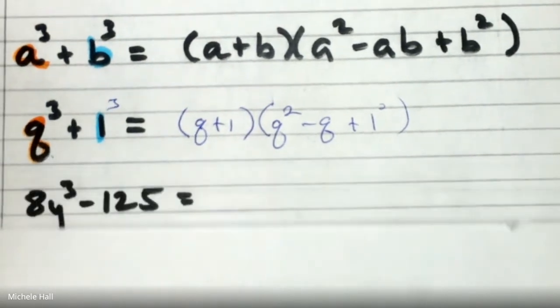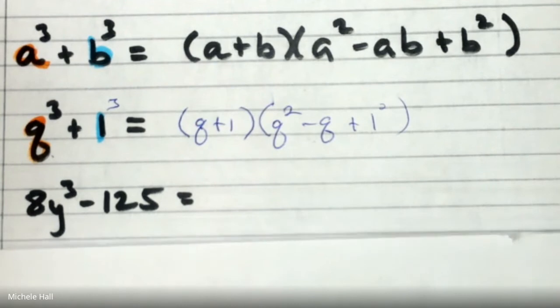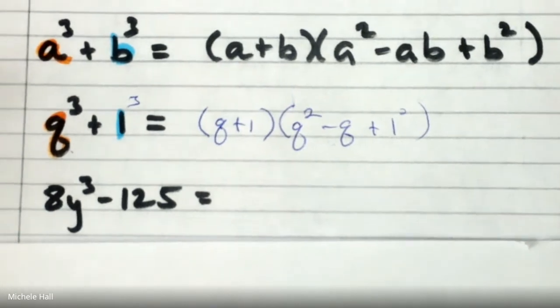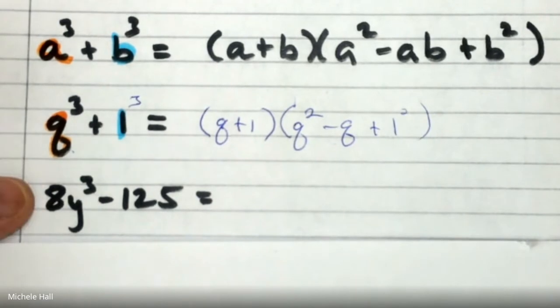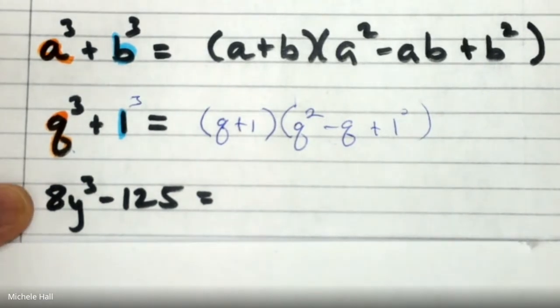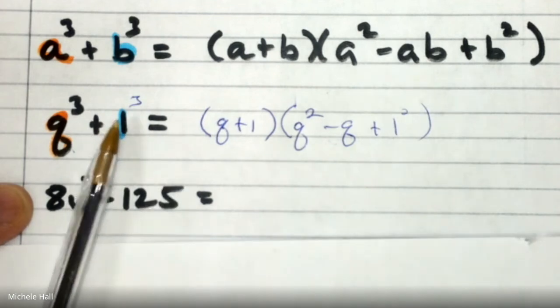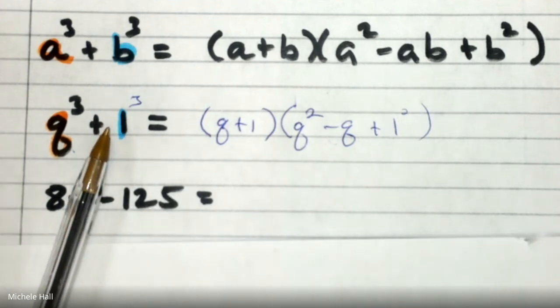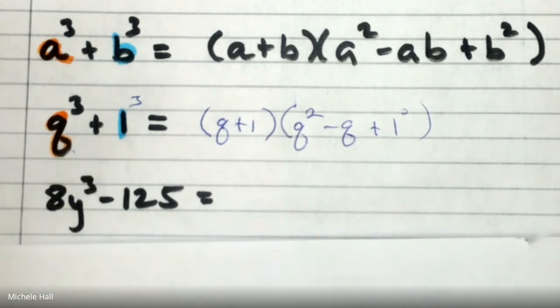All right, let's try one that's a little more difficult. These do not look like cubes. I need to make them look like cubes. So how can I change this one to look like a cube? Well, you want to have this term be a cube. Right now, only the y is cubed. What about 8? Can I make 8 into a cube? What would 8 be as a cube? 2 cubed, right? 2 times 2 times 2.